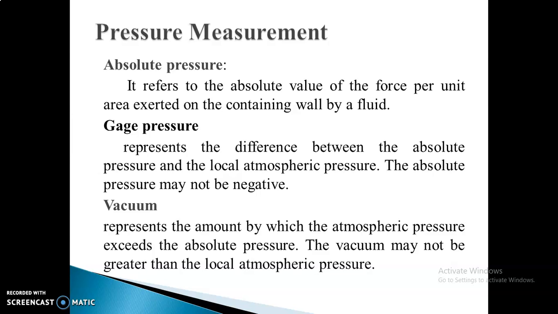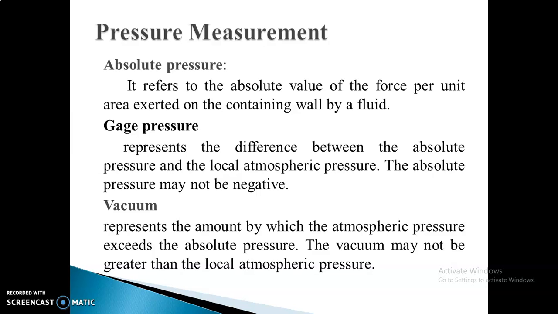When you are talking about pressure measurement, there are 3 pressures we call absolute pressure, gauge pressure, and vacuum pressure. Absolute pressure is nothing but the absolute value of the force per unit area exerted on the containing wall by a fluid. Atmospheric pressure, which is also called barometric pressure, is nothing but the weight of the air in the atmosphere.